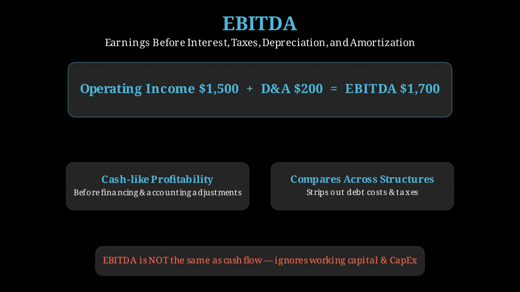EBITDA is used to compare companies with different capital structures. A company with high debt has high interest expense, which lowers net income. But EBITDA is before interest, so it shows profitability independent of financing. EBITDA is not the same as cash flow. It ignores changes in working capital and capital expenditures. But it is a useful proxy for cash generation.